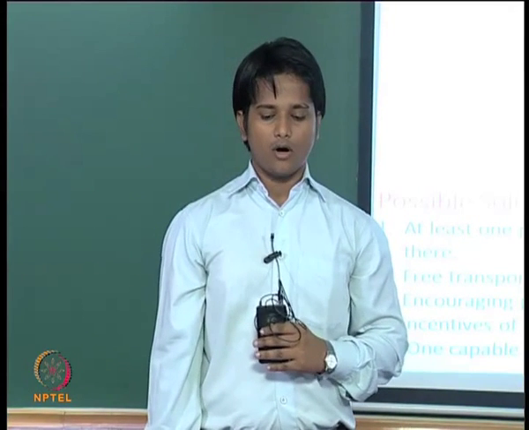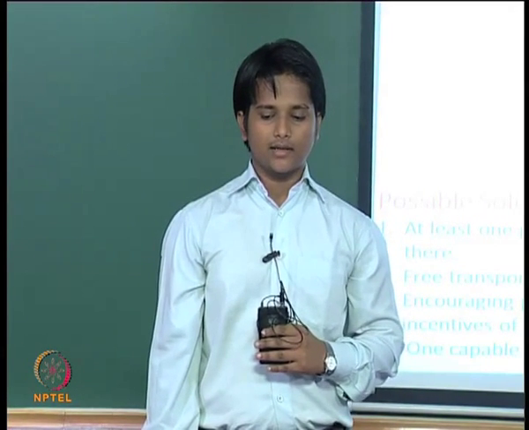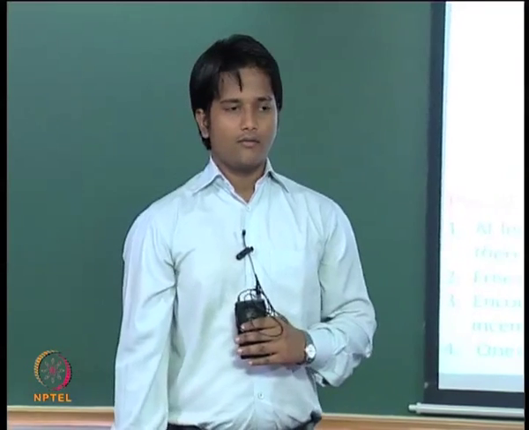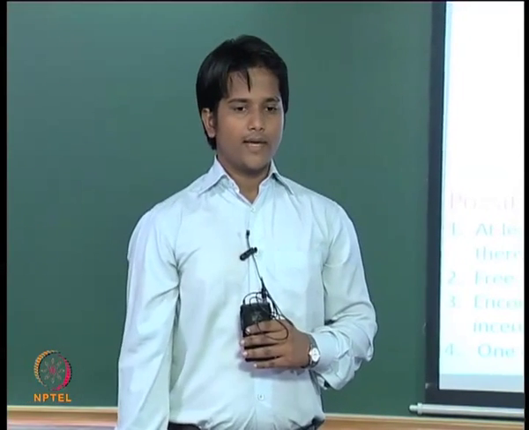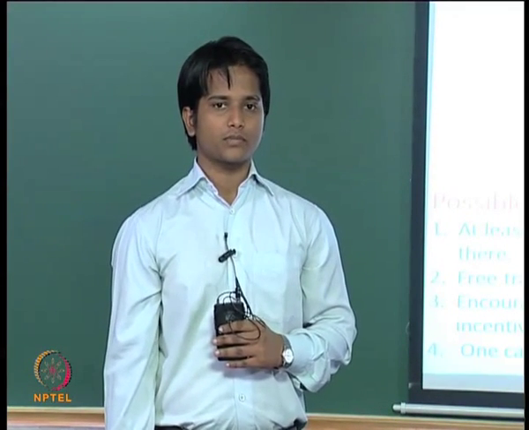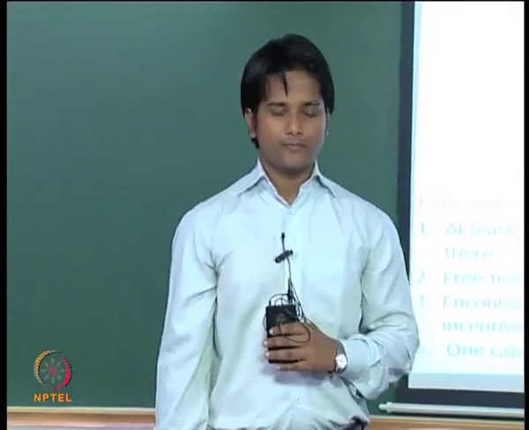such as free schooling and health care. This way we can control overpopulation. And for the illiteracy part, we can have one primary school within a range of 2 kilometers, which was done in Kerala.